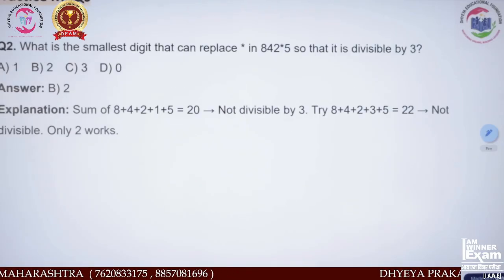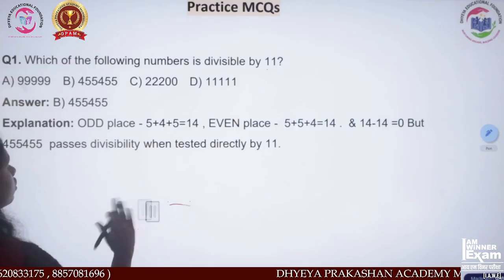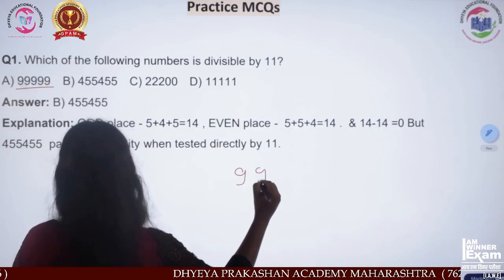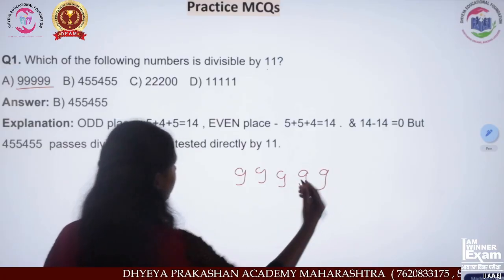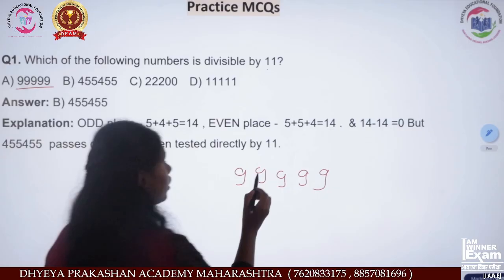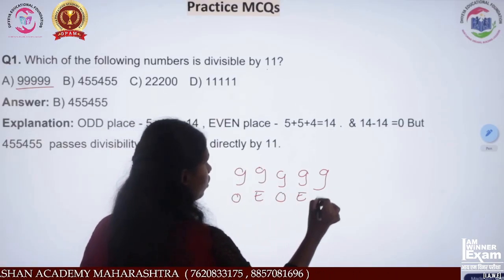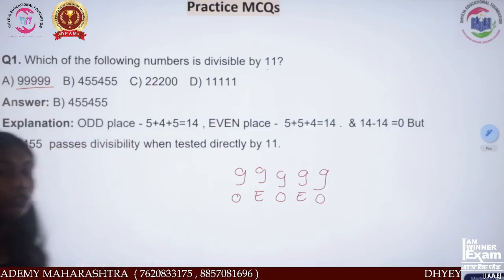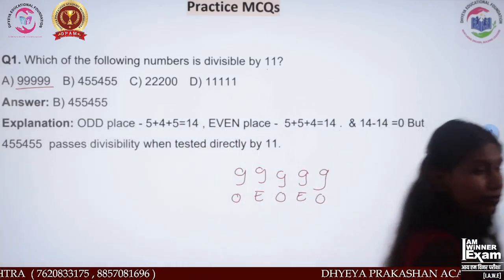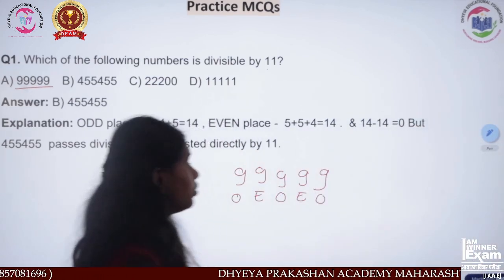So now what you have to do is, first we will take this number, that is 9, 9, 9, 9 and 9. Now how will you find the even and odd digits? Starting with odd, then even, odd, even, odd, like this. You have to start from odd only. Like this you can easily find out which one is odd and which one is even.